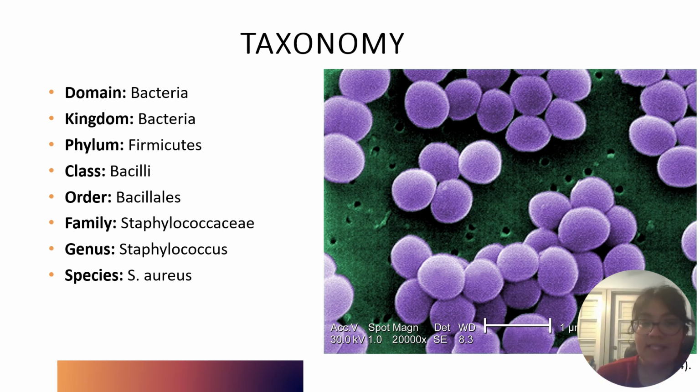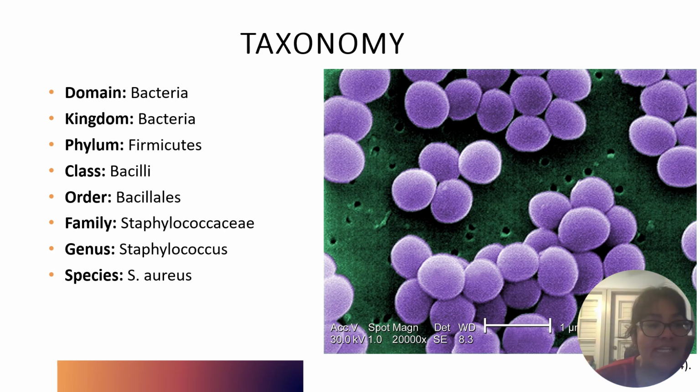Its class is Bacilli, a class that includes rod-shaped bacteria. However, Staphylococcus is cocci in shape, which means it's circular in shape. Its order is Bacillales, which encompasses various bacteria, including those that are pathogenic. Its family is Staphylococcaceae. This family includes the genus Staphylococcus, characterized by its grape-like clusters. In this picture you can see how they like to cluster together, and if I put a little stem right here, it would look like a grape.